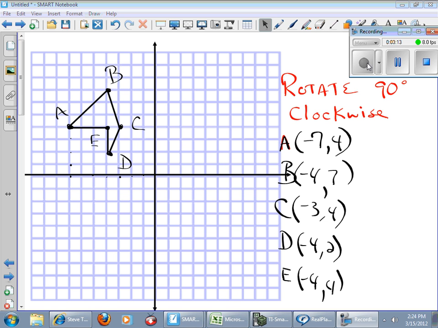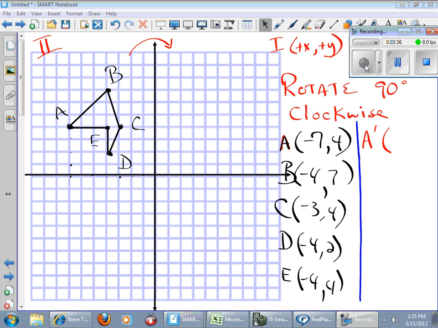Now, we're going to go 90 degrees clockwise, which means we are going to move this way one quadrant. So we're currently in quadrant 2, and we're going to move to quadrant 1. And remember, in quadrant 1, we have positive x and positive y. Okay, so I'm going to list my coordinates right here.